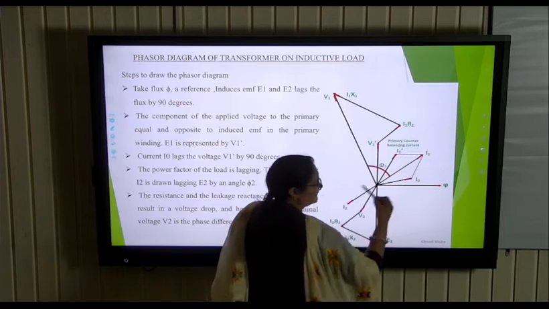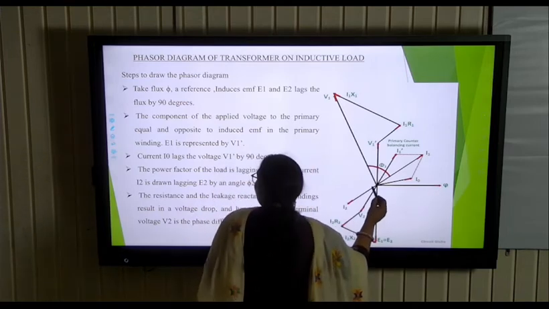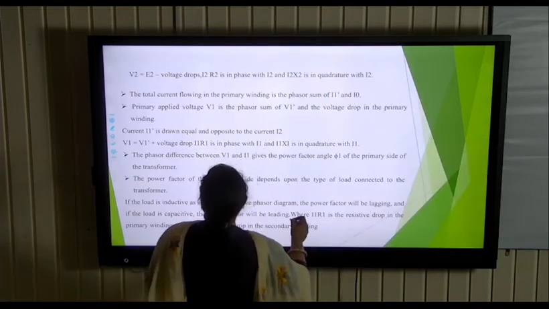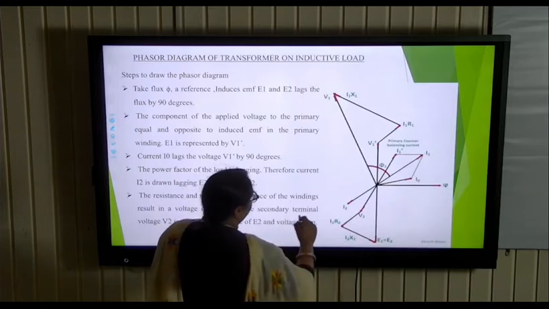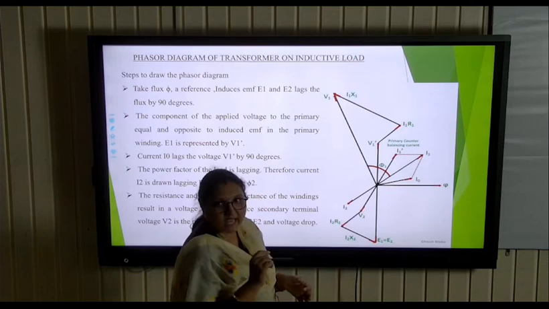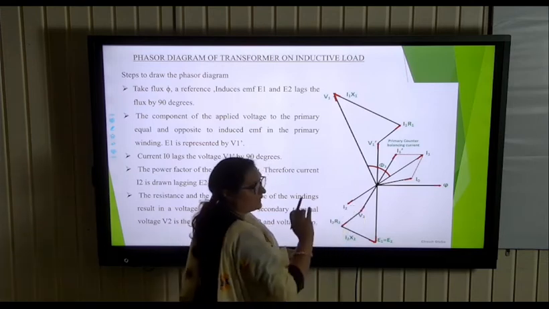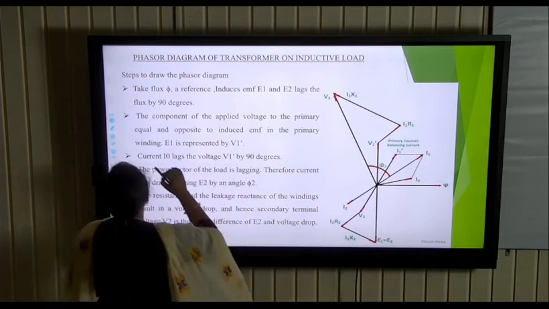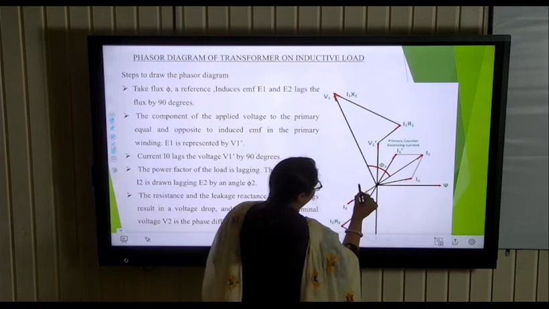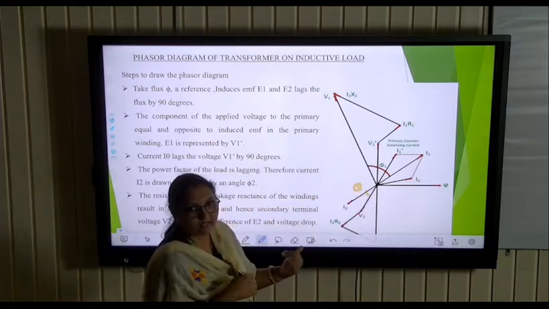This is the flux which is initially created in the machine. Now this voltage V2 is your secondary terminal voltage, and since the load is inductive, this is lagging by a certain angle. Let's suppose this angle is theta. Why? Because we are assuming that we have a load which is inductive in nature.